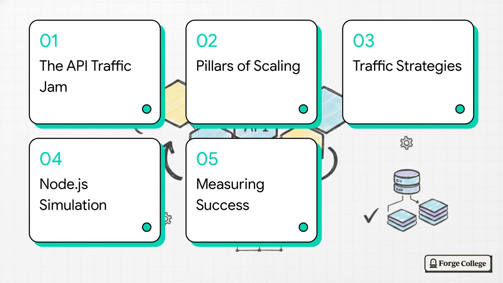Okay, let's dive into this engineering blueprint to keep our highly popular digital nightclub running without crashing. Here's our agenda for today. 1. The API traffic jam. 2. The 3 pillars of scaling. 3. Real-world traffic strategies. 4. The Node.js simulation. And 5. Measuring success. Let's get into it.